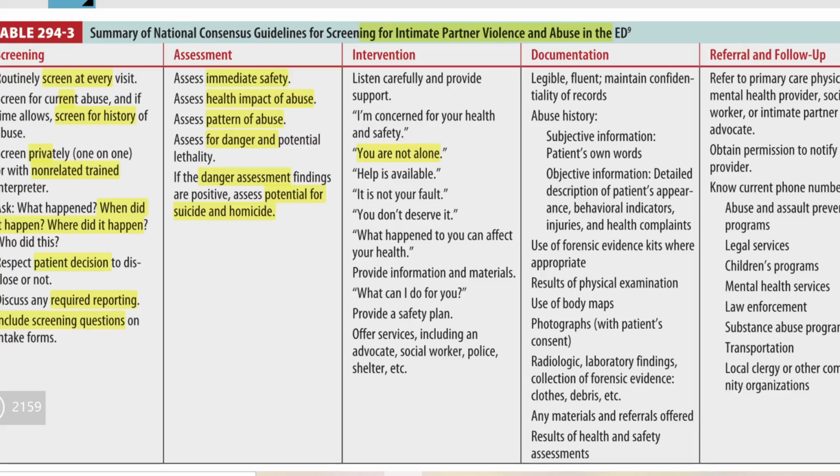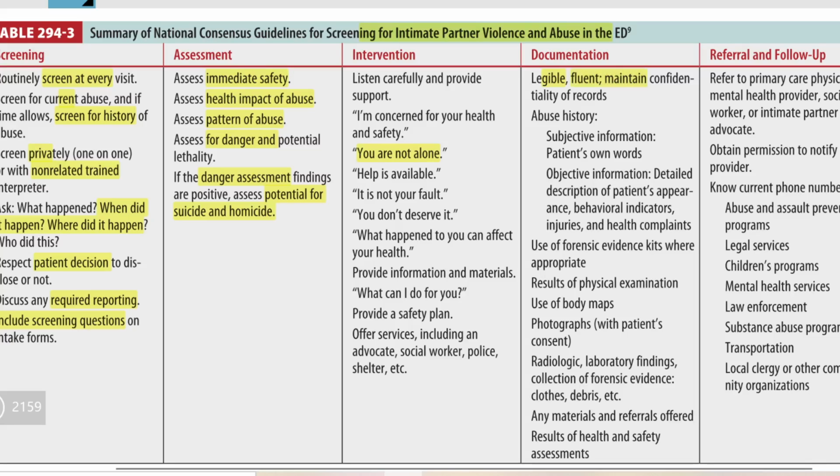You don't deserve it. What happened to you can affect your health. Provide information and materials, and we must ask, what can I do for you? And we must provide a safety plan and offer services including an advocate, social worker, police, and shelter. And all these should be documented legibly, and the confidentiality of the records maintained.